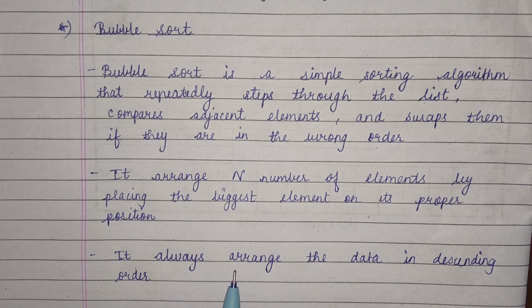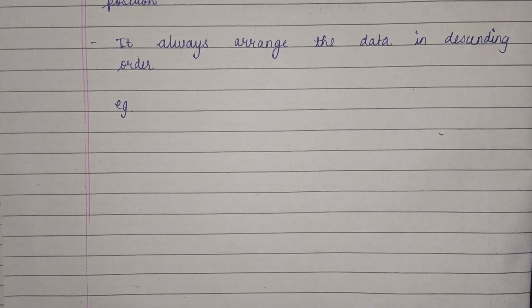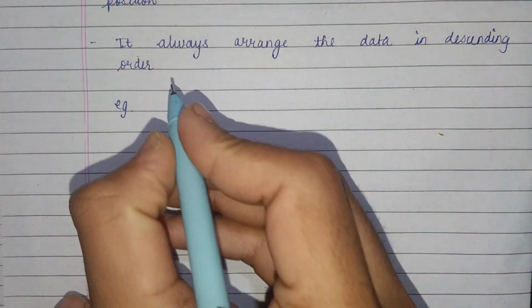And it always arranges the data in ascending order. So it places the biggest element at last, then second last, then third last, like this it will arrange the elements, or arrange the data in the descending order. Okay, so let's take an example.